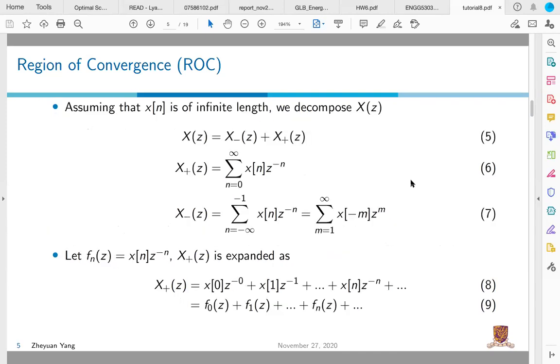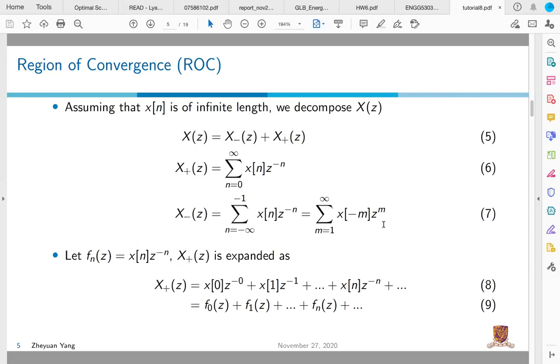So we assume that x[n] is of infinite length. We can decompose the X(z) into two parts. The first part is X plus z, which is equal to the sum from n equals 0 to infinity, x[n] z to the power minus n. And the second part, X minus z, is the sum over negative n from minus infinity to minus 1. We can also change the variable to positive. So we use n from 1 to infinity, and we change it to x[-n] times z to the power n.